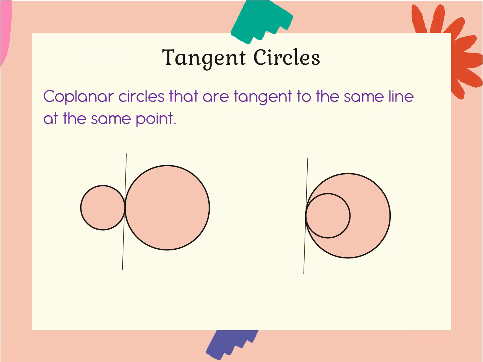Now we have tangent circles, coplanar circles that are tangent to the same line at the same point. For this, all you really have to know or notice is that these tangent circles are going to touch only at one point, and it's going to be at that point of tangency. Now they can be like this, that the line is shared and the two circles are outside, or there can be like this, where the two circles are kind of stacked on top of each other, but they still share that same tangent point. That's really all it is for it.